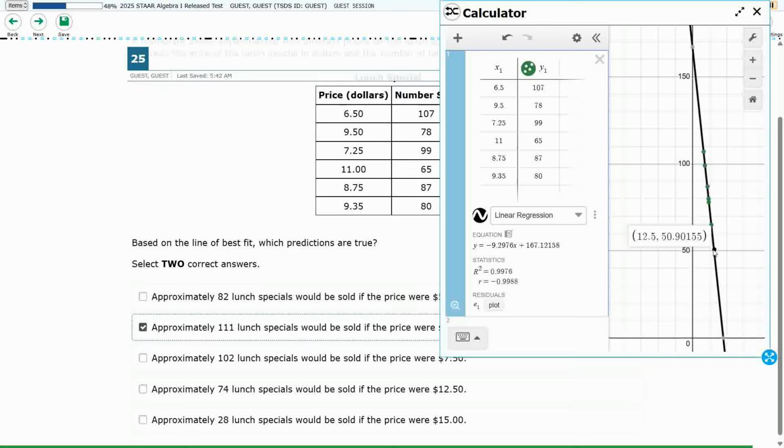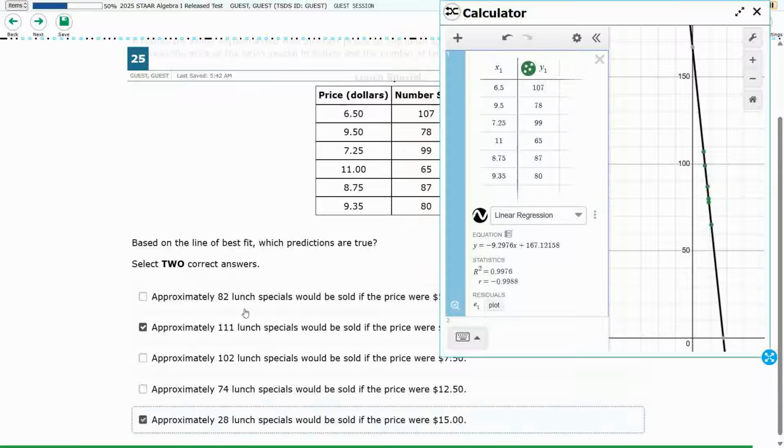Now we're guessing almost 51. And the last one is if it were 15 bucks, that's very expensive. I don't recommend that. You're going to get about 28. Yeah, that works. Look at 15. We've got like 27.6. Okay, so it's going to be these two. And once again, I used my line of best fit. I also could have just used the equation that you see right there, plugging in all the x values, but that would have been a lot of calculating.